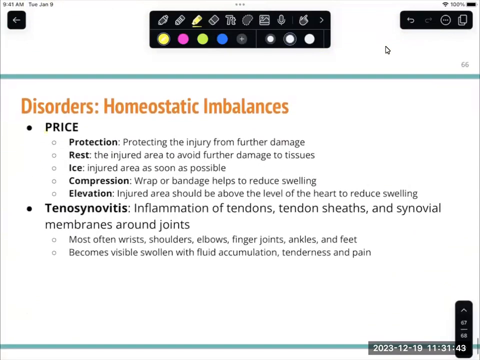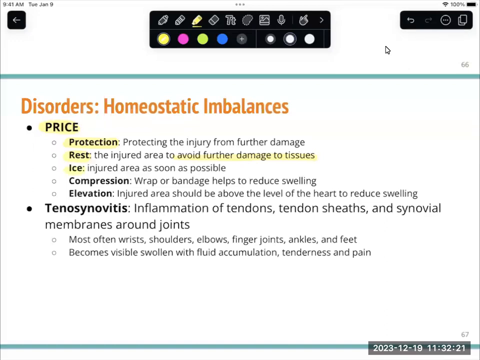So I mentioned that PRICE: protect. You want to protect an injury from any further damage. You want to rest it. Telling an athlete to rest from an injury, they kind of like to roll their eyes at you. It's really hard to get them to actually rest. But resting is going to avoid further damage. Icing it. You ice an injury after it happens. Heat is for chronic. Ice is for acute, something that has just happened.